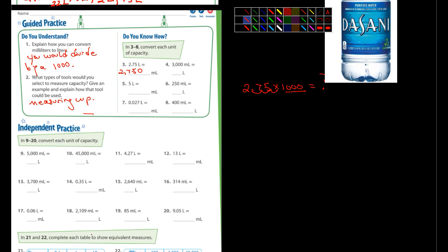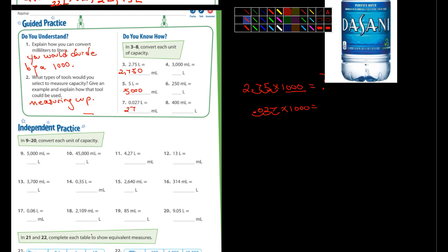Okay, so let's find another one where we're converting liters. How about number 5 here? So 5, what's 5 times 1,000? 5,000. Okay. Let's see here. Number 7. All right, so here's our number. It's 0.027. Okay, and we're going to multiply that by 1,000. Move the decimal 3 places. 1, 2, 3. So what's it become? 27. 27 liters.